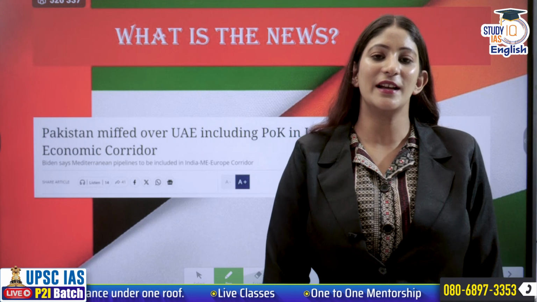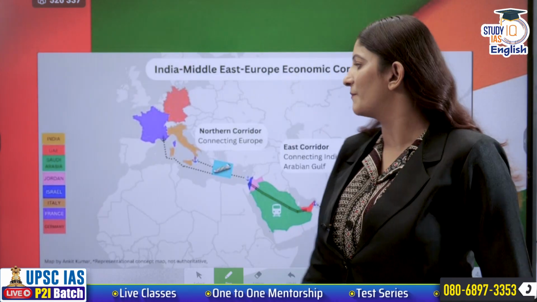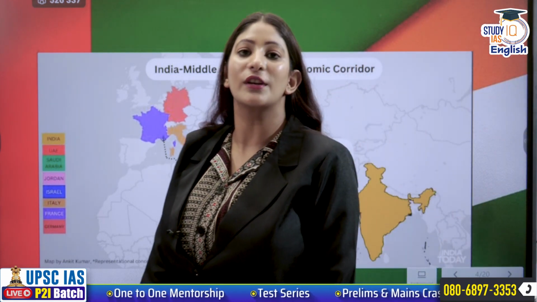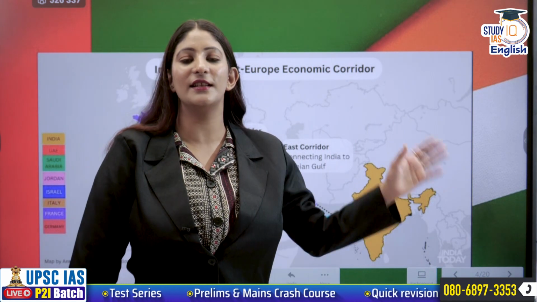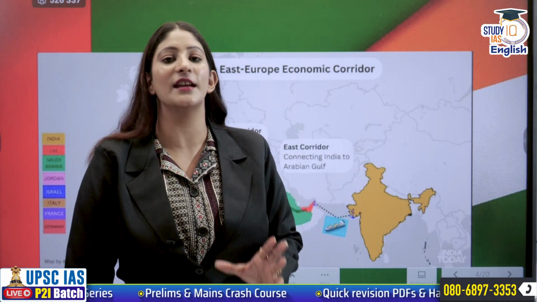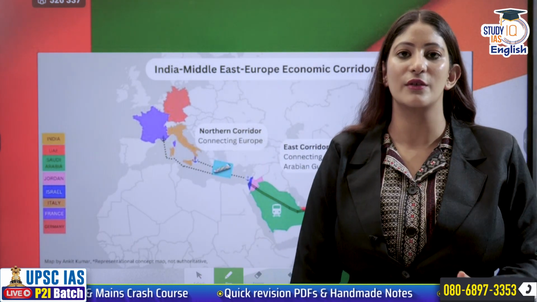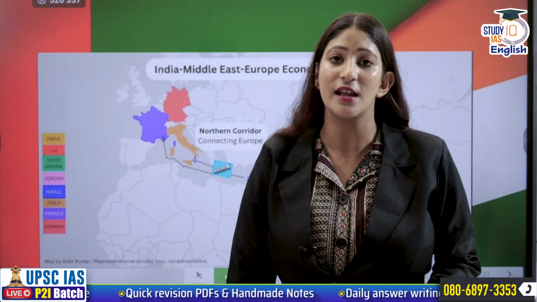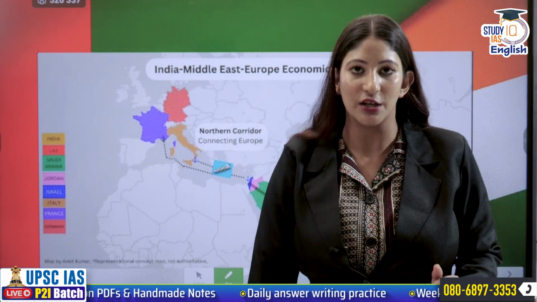So Pakistan is miffed over UAE, which has included PoK in India. The India, Middle East, Europe corridor is going to rival China's Belt and Road Initiative, the iron brother of Pakistan. Pakistan is not happy that India is now being rightly accepted in its entirety because of India's growing position, as we all saw in the G20, and because of its trade relations with countries such as UAE and Saudi Arabia. Pakistan's narrative is now being rendered useless.